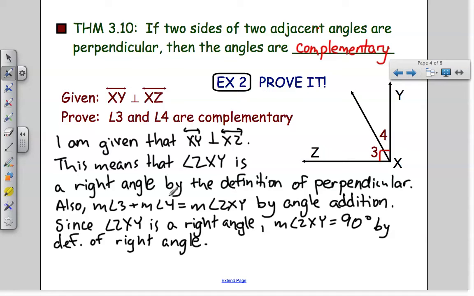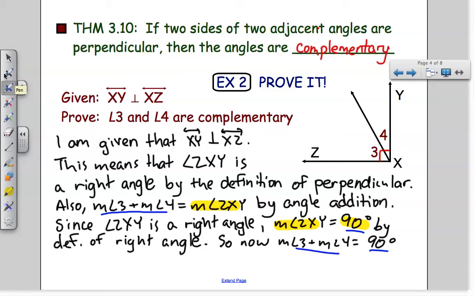So now I'm looking up here, since I know angle ZXY is a right angle, that's what we said here, and I know that the measure of angle ZXY is 90 degrees, I'm going to plug in 90 degrees here to show that angles 3 and 4 add up to 90, because that is the definition of complementary, and then I can say, yeah, they're complementary. So now the measure of angle 3 plus the measure of angle 4 equals 90 degrees. Again, how do I know that? Because here I had the measure of angle ZXY, and I know the measure of angle ZXY is 90. So 3 plus 4, instead of ZXY, I'm putting 90 degrees. And what allows me to put one thing for another when they're equal is substitution.